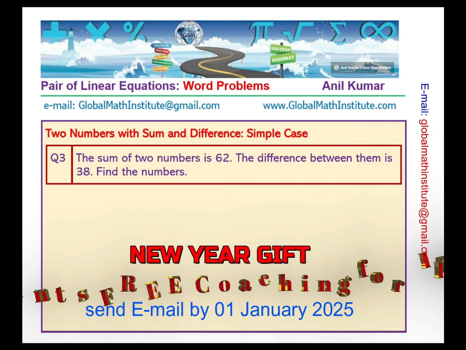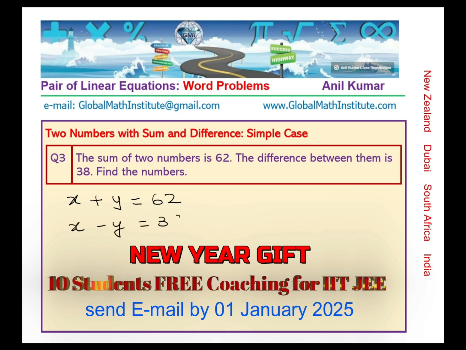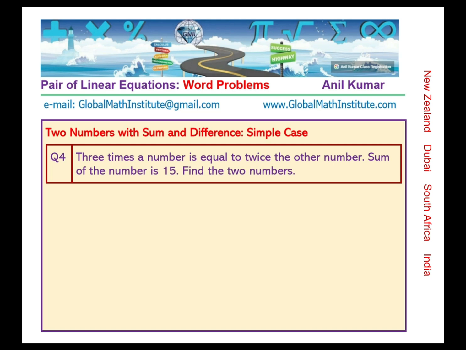Here is question number 3, which is also very similar. The sum of two numbers is 62. Difference between them is 38. So this time x plus y is 62 and x minus y is 38. So you can once again solve them, get your answer. Not difficult at all. So now you have understood the basic steps. Let's complicate the statements a bit more.